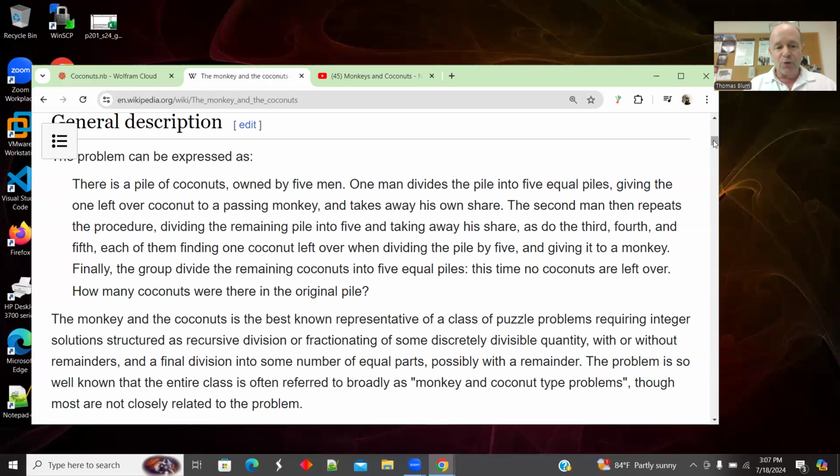Finally, the group divide the remaining coconuts into five equal piles. This time, no coconuts are left over. How many coconuts were there in the original pile?